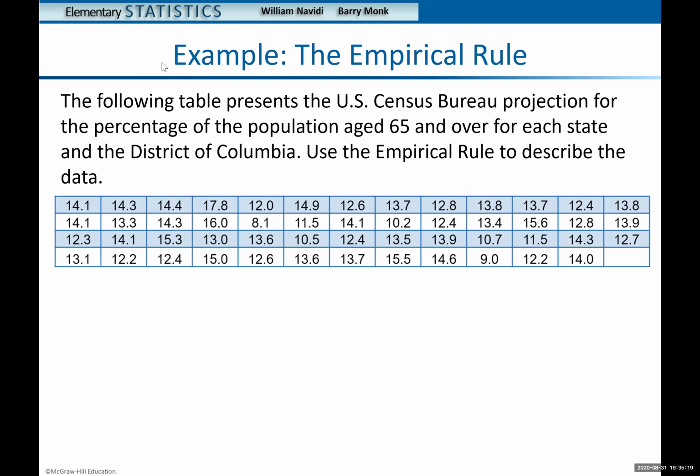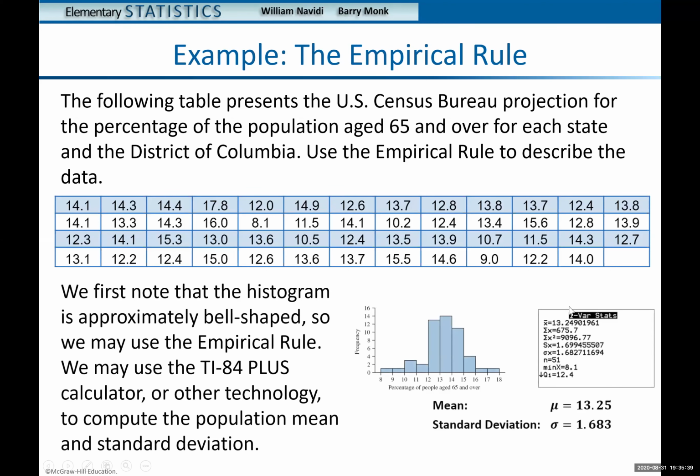Okay, so let's say an example here. The following table presents the U.S. Census Bureau projection for the percentage of the population ages 65 and over for each state and the District of Columbia. Use the empirical rule to describe the data. So first you compute the mean and standard deviation. All you have to do is enter all this data, stat calc 1, and you will get the mean and standard deviation.